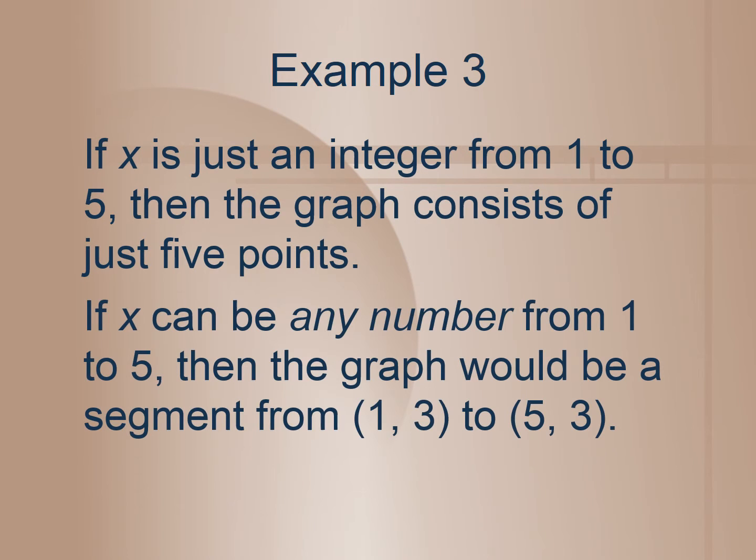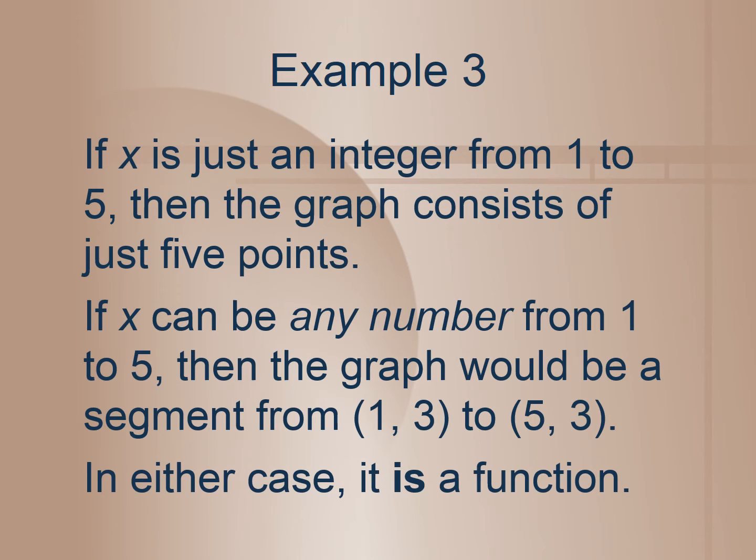However, if you can be any number from 1 to 5, that means you can be rational numbers. You can be 1.1, 1.2, 1.3, 1.4, 1.111111, 1.1112. There's an infinite number of numbers. So you would have a segment, or a connected line, from the point (1, 3) to (5, 3). So it would be a line connecting those 2 points, or a segment connecting those 2 points.